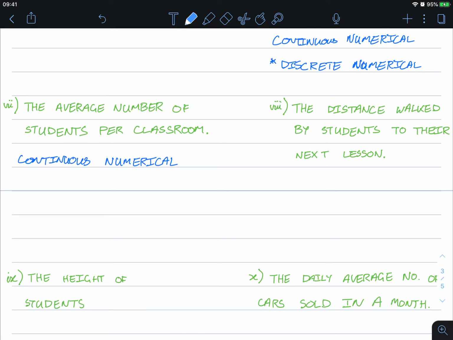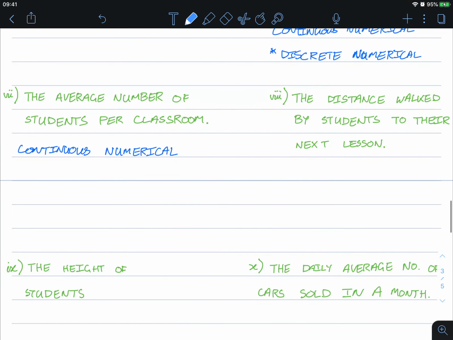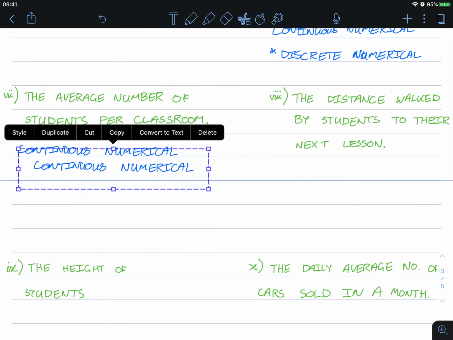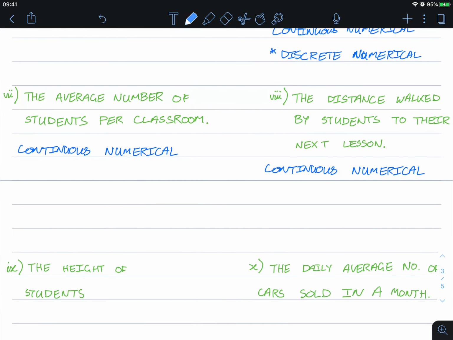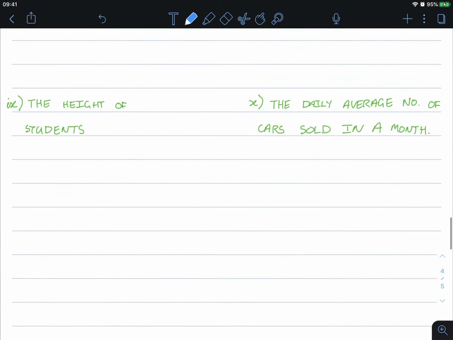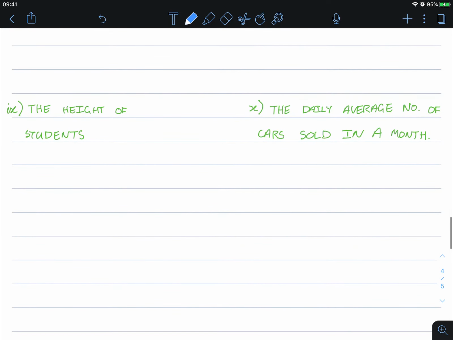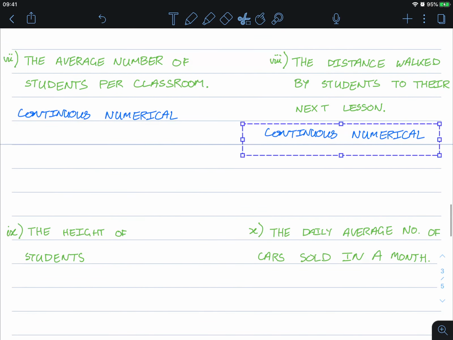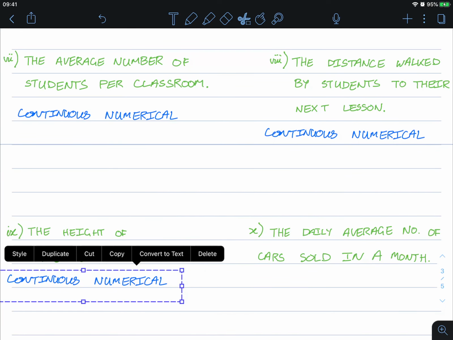The distance walked by students to their next lesson. Well, you could walk 5 meters, 5.5 meters, 5.2 meters. So this is definitely continuous. I'm just going to copy this one. This is definitely continuous numerical data. The height of students. Well, if you're going to be measuring using some sort of tape measure, it is possible to get a varied degree of accuracy. So, just as before, this is continuous numerical data.